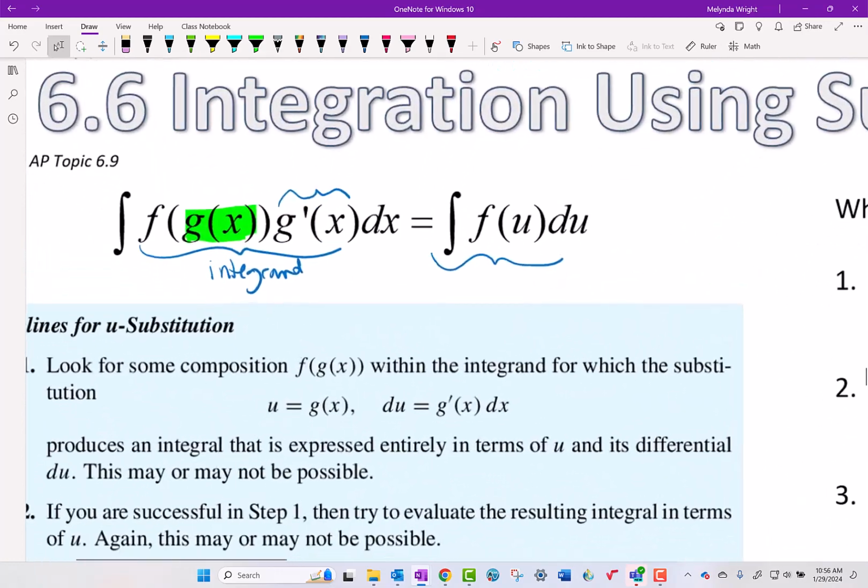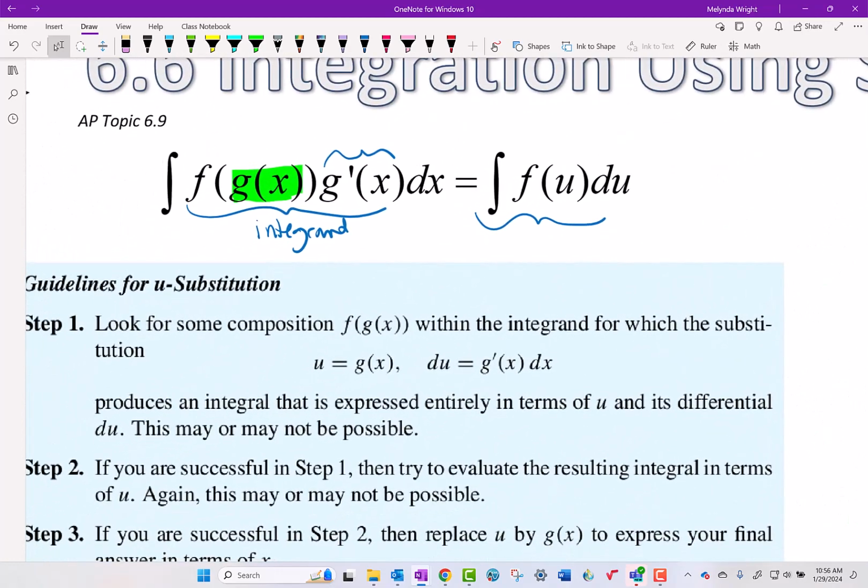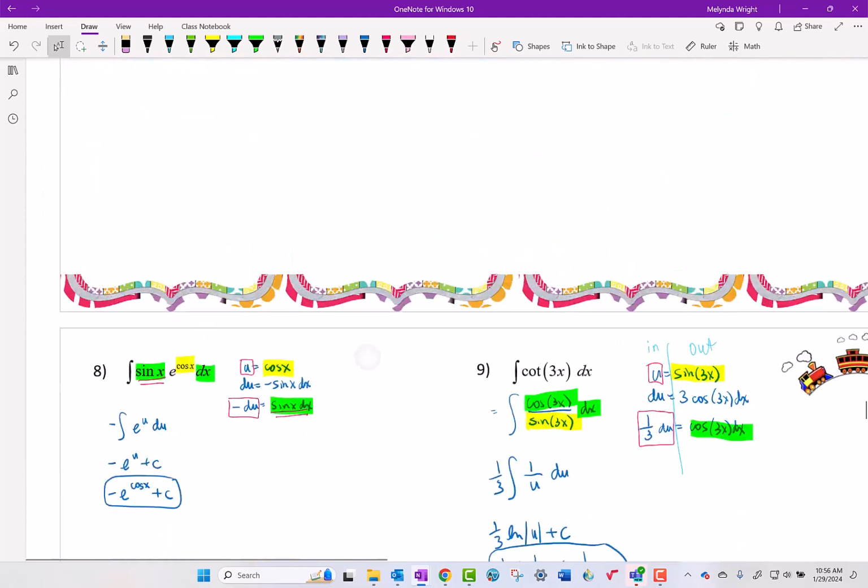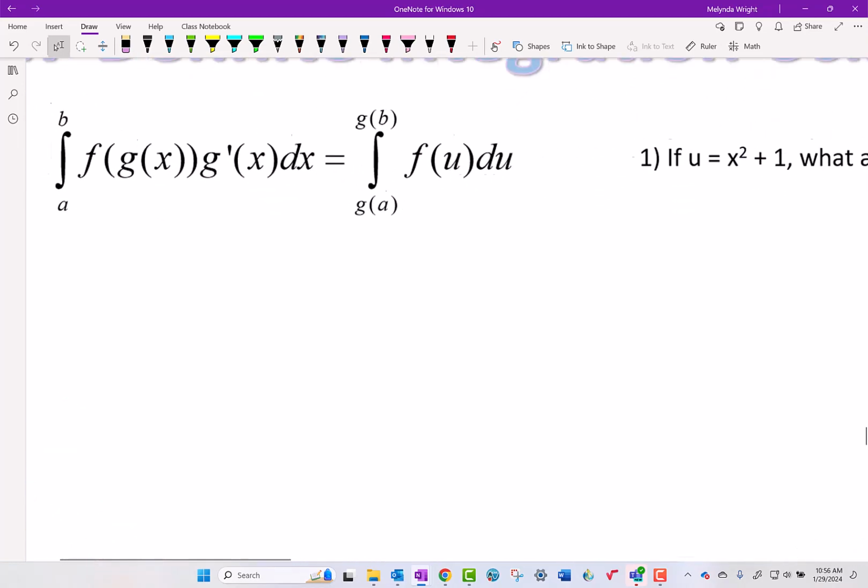Remember, we are looking for this kind of format where we have a composite function, one of them inside of the other one, and its derivative exists. That's kind of what we're looking for to use U substitution. Keep in mind that if the integrand, this part right here, isn't a formula that you know, then it's probably U substitution. That's what it probably is. And we practiced that last class period. So let's bring definite integration into it.